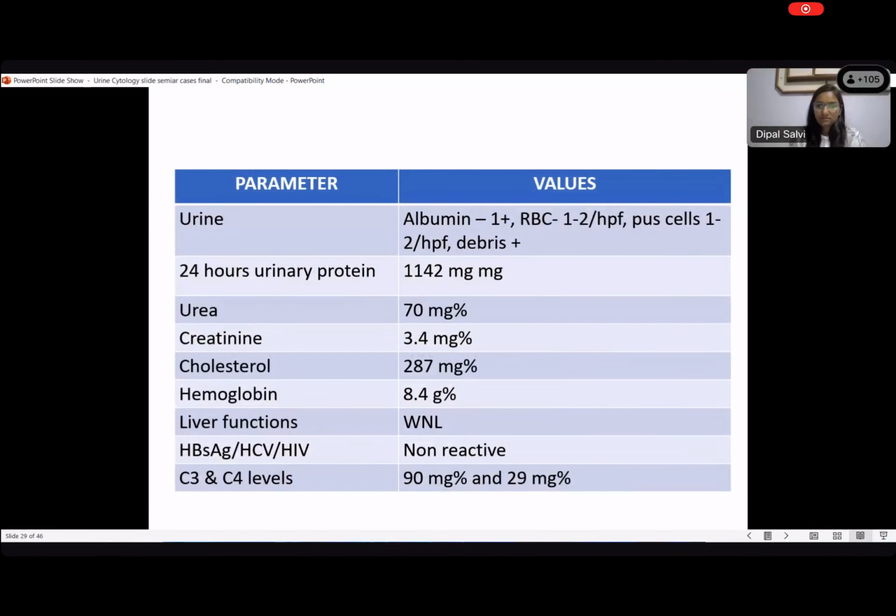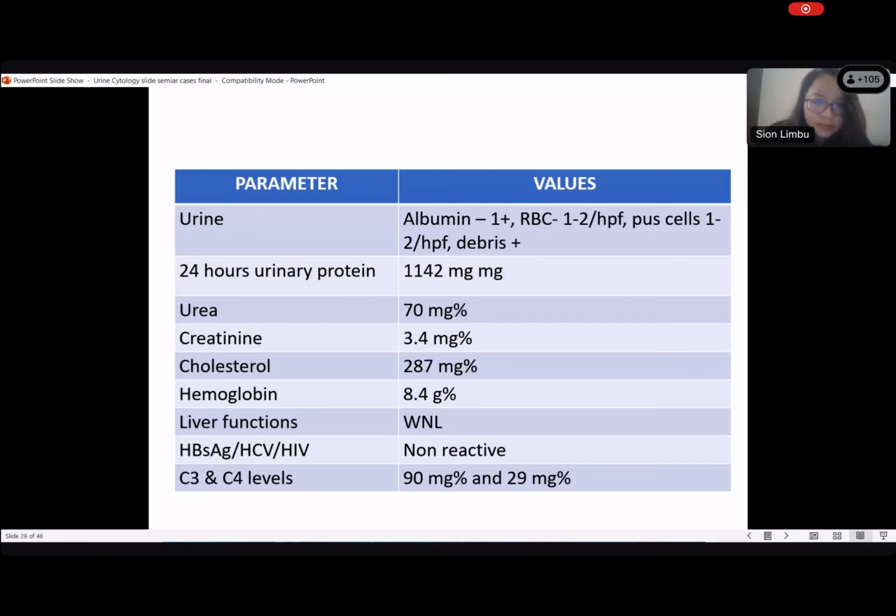Urine shows protein 1+, and red blood cells 1 to 2, pus cells 1 to 2, and debris present. 24 hours urinary protein is 1142. Urea and creatinine are increased. Cholesterol is increased. Hemoglobin is 8.4. He's anemic, and liver functions are within normal limits. Serology is non-reactive, and C3 and C4 levels are 90 and 29 milligram percentage.